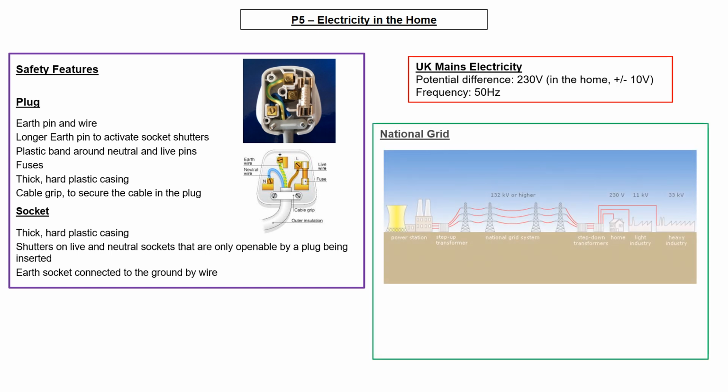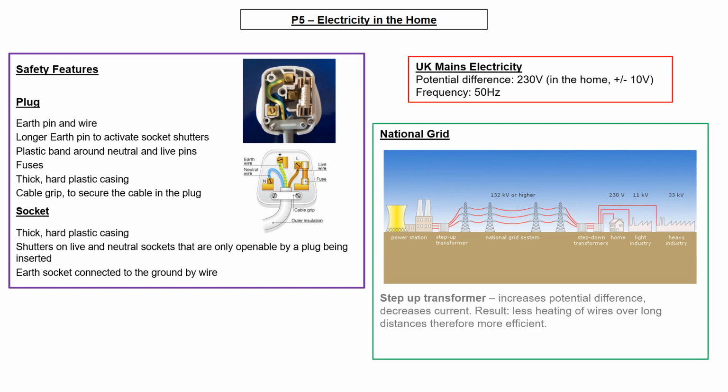The next thing we look at quickly is the national grid. This is the national grid. We've got a power station on the left. We can see a step-up transformer. So the step-up transformer increases potential difference from about 4,000 volts at the power station to 120, 130, or even higher than that. The reason why we increase the potential difference is so that we have a lower current.